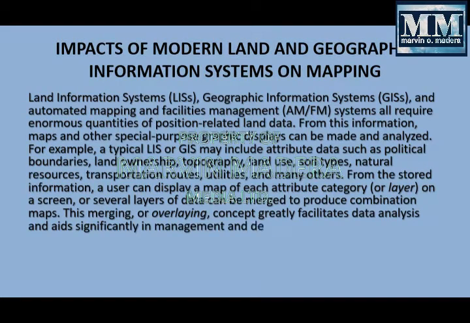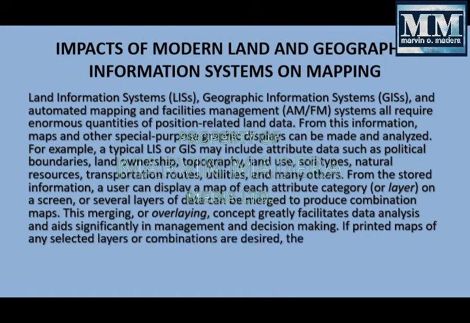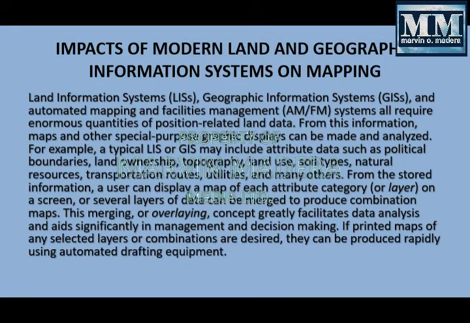For example, the typical LIS or GIS may include attribute data such as political boundaries, land ownership, topography, land use, soil types, natural resources, transportation routes, utilities, and many others. From the stored information, a user can display a map of each attribute category or layer on a screen, or several layers of the data can be merged to produce combination maps.